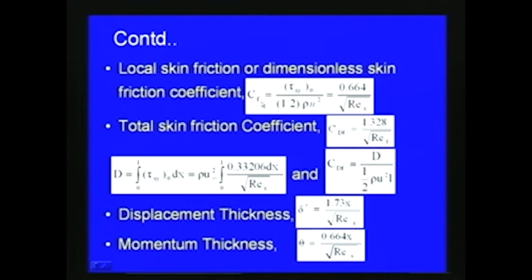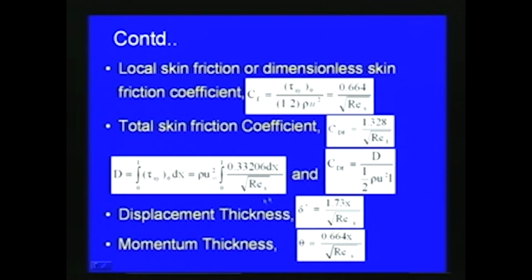He then derived the local skin friction coefficient as Cf = τxy at 0 divided by half ρu², which is equal to 0.664 divided by square root of Rex. The total skin friction coefficient as derived by Blasius is CDF = 1.328 divided by square root of ReL, where ReL is the Reynolds number at the trailing edge of the flat plate. Here CDF = D by half ρu²L, where D is the total drag, D = integral 0 to L of τxy at 0 dx = ρu∞² integral 0 to L of 0.332 dx by square root of Rex.